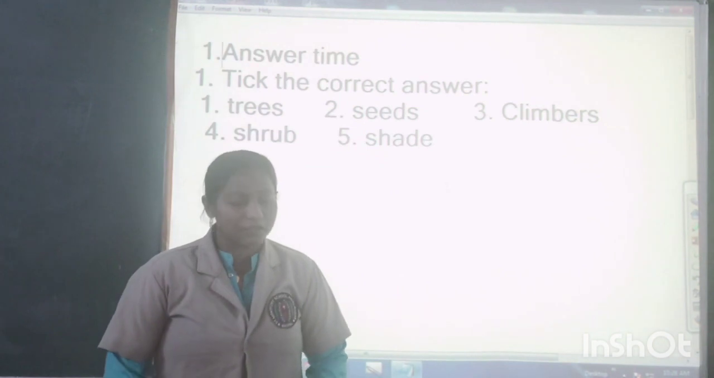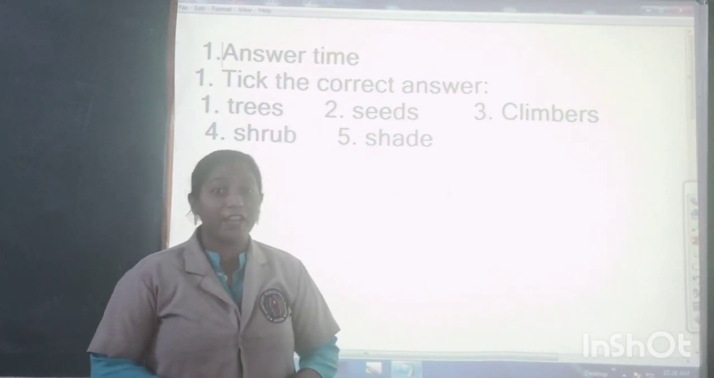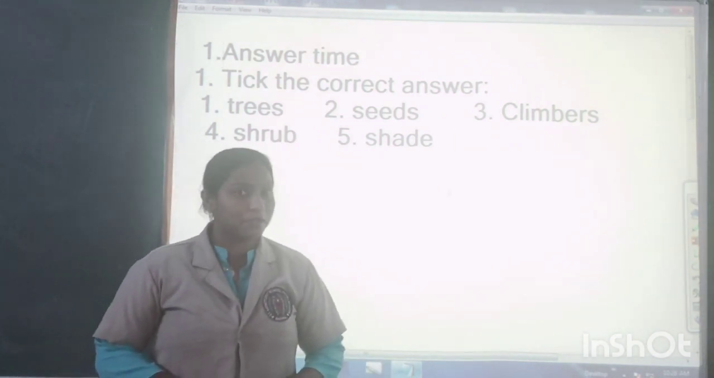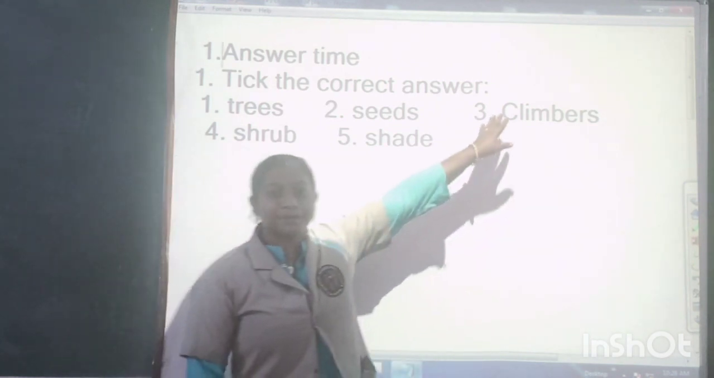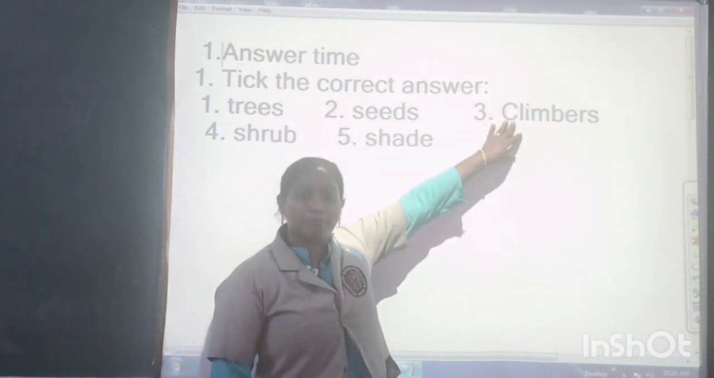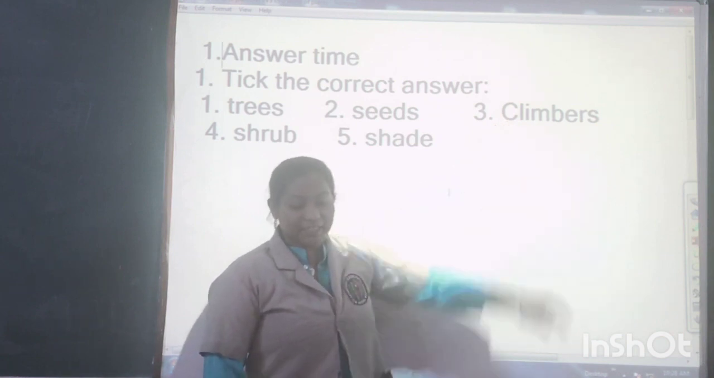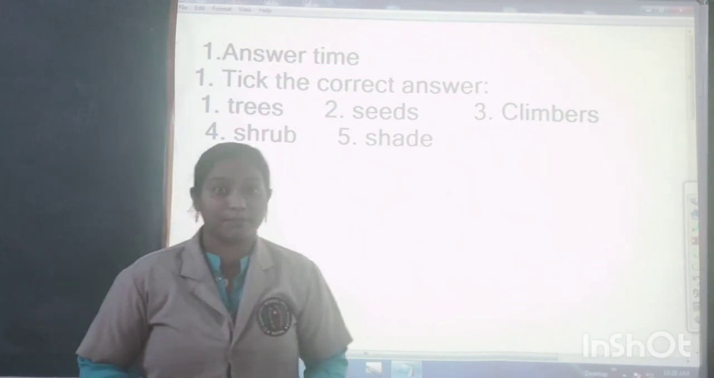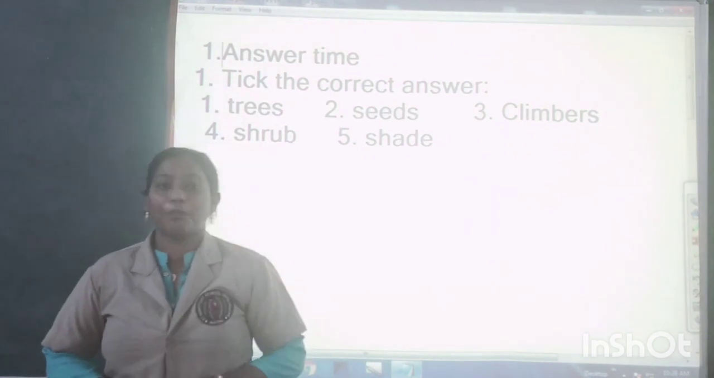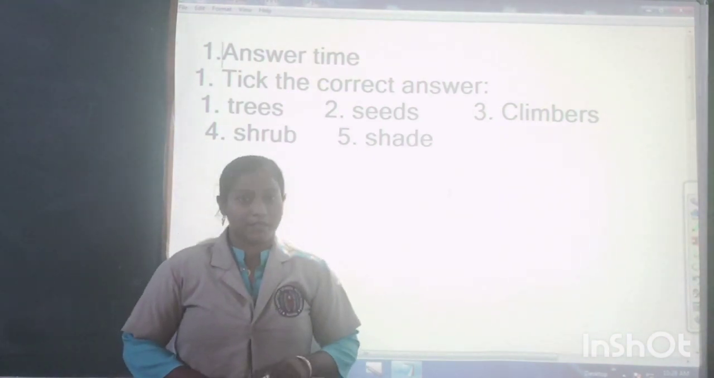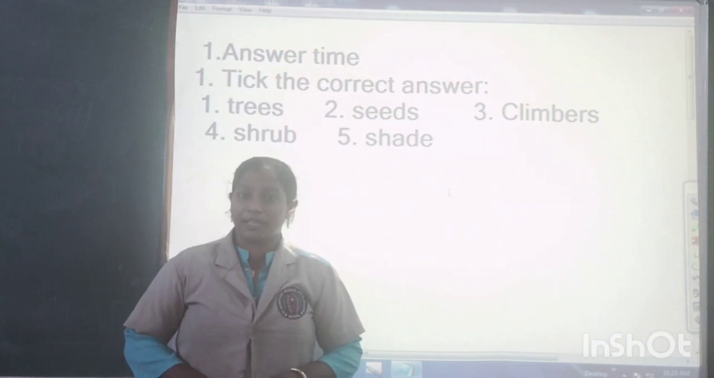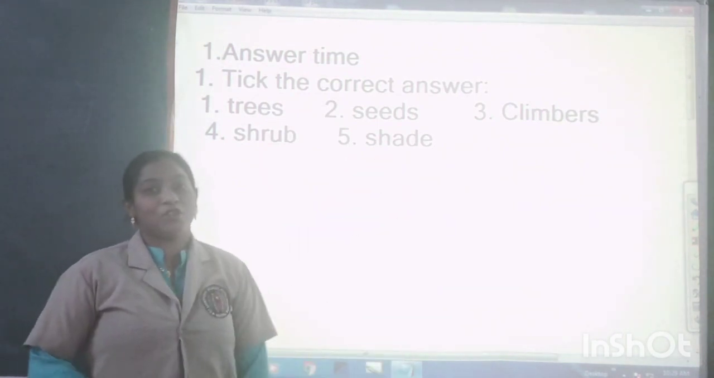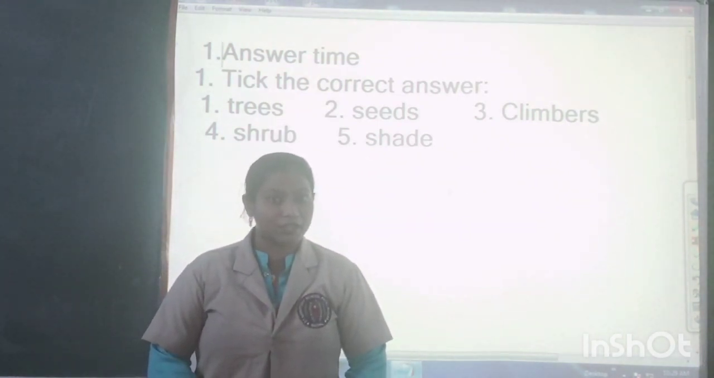Third, climbers or trees have weak stems. Weak stems matlab kamzor, jo khada nahi ho sakta. So kaun se plants hai? Climbers or trees? It's the climbers, because climbers need support to stand, right? Very good. Fifth one, plants give us shade or sunlight. So what do plants give us? This we have studied in how plants are useful to us. So plants hame kya dete hain? Sunlight dete hain, dhoop dete hain, ya shade means chhaav dete hain. So the answer to this is shade. Yes, so I hope you all have understood this question answer type.